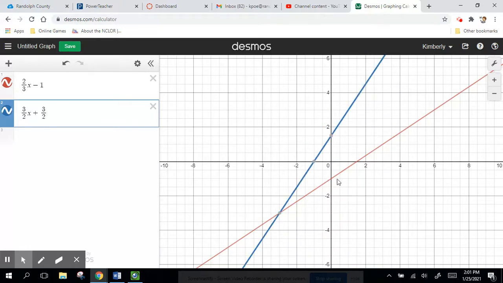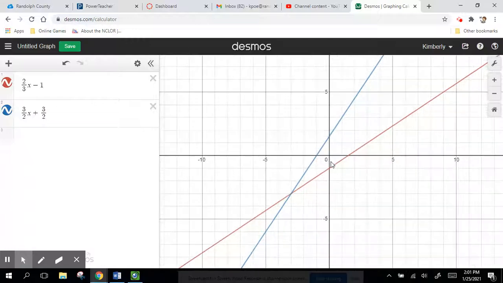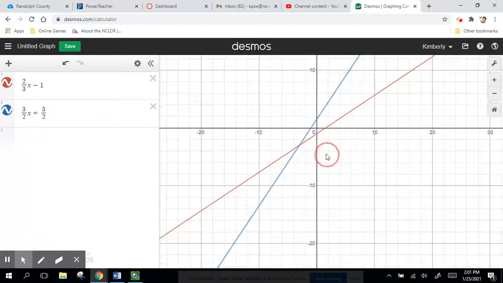Okay, and there you can see your, let me go out a little bit. You can see your two functions that you've graphed here. The red line is your original, and then the blue line is your inverse function. Okay, so that's what they'll look like.